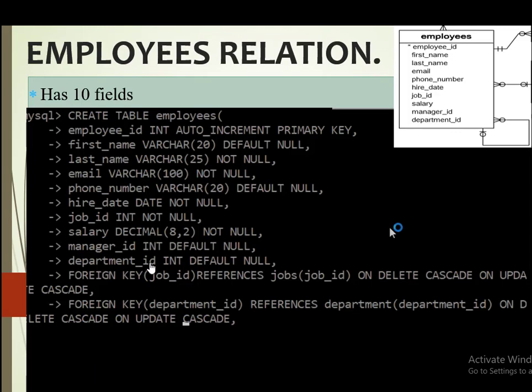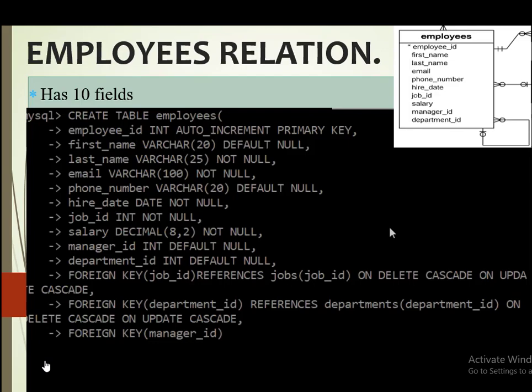Again, we say that the department ID is a foreign key. So we have to reference that department ID to the department's relation, where department ID is a primary key. The last relationship is a foreign key, and in this particular case, we are looking at the manager ID, which is referencing the employee's ID, and specifically the employee ID, which is the primary key.